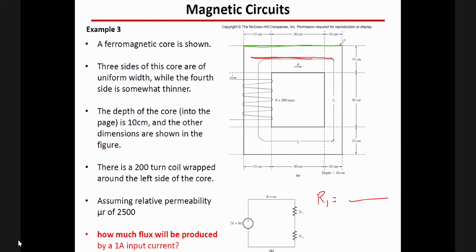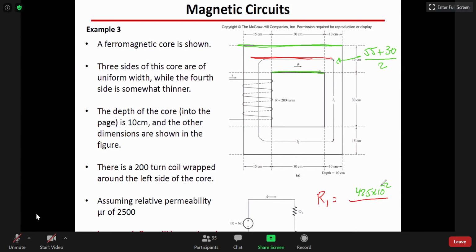We find what is the outer length. We find what is the inner length. We add them together, divided by 2. 55 plus 30, divided by 2, is 42.5. Multiply by, don't forget, the 10 to the power minus 2.